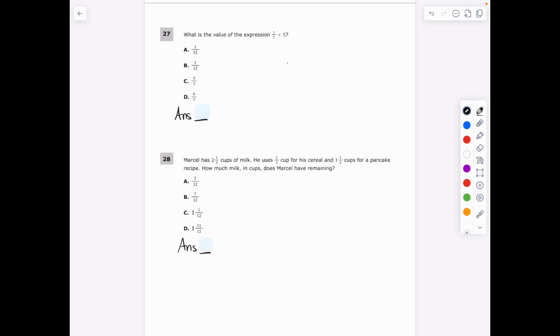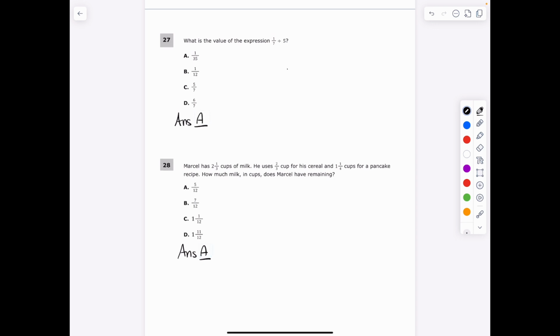All right, let's do 27 and 28. The answers are A and A. Awesome. So let's start with the first one. What is the value of the expression 1/7 divided by 5? One thing I could do is rewrite this as multiplication. Instead of dividing by 5 over 1, I can do 1/7 times, and then you flip the second fraction. It's called a reciprocal, and I get 1/35.